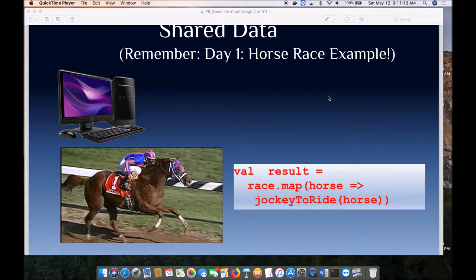It is not a multi-threaded program like what we have seen earlier. It is just a single execution. And race is a collection that you have created. So before you write this particular line, you might have created a collection race by telling that, okay, race equal to new list. And then you give all the horse names, and then you could have called that particular method. It happens on one system, right?